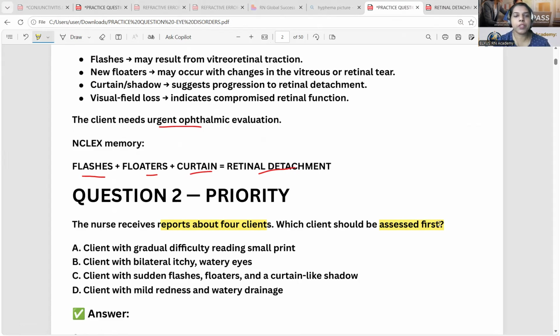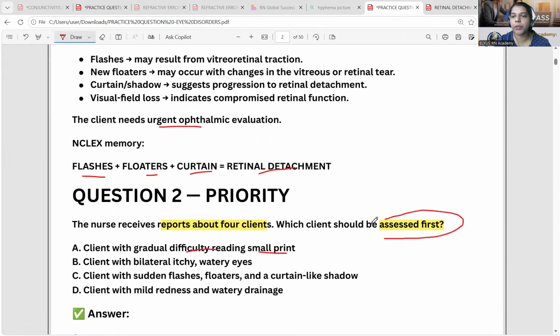The first option is a client with gradual difficulty reading small print. That means we are checking for the highest priority concern, which client needs immediate attention. The second is a client with bilateral itchy watery eyes. In both eyes, the client is feeling itching and water is coming from the eyes. Third option, a client with sudden flashes, floaters, and a curtain-like shadow feeling. Last one, a client with mild redness and watery drainage.